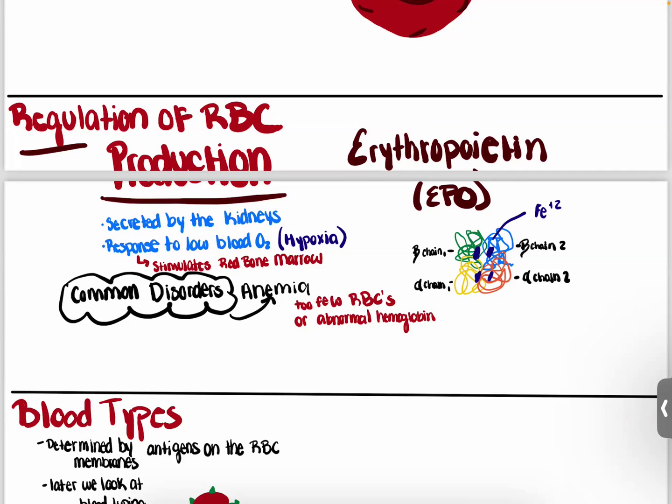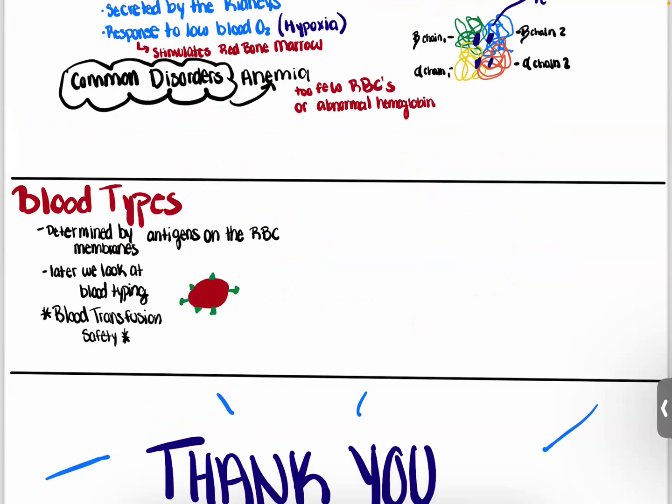Oftentimes people look for easy bruising and pale skin as signifiers that something may be going on in regards to red blood cell count and hemoglobin. And like I said before, this hypoxia that is sensed by the body, then EPO is secreted to stimulate more red blood cell production. Now, lastly, I would like to address blood types.